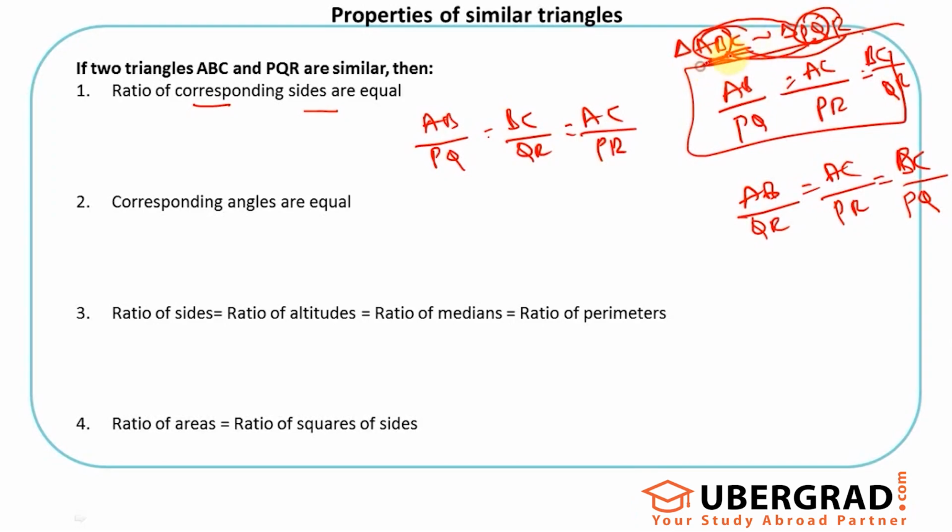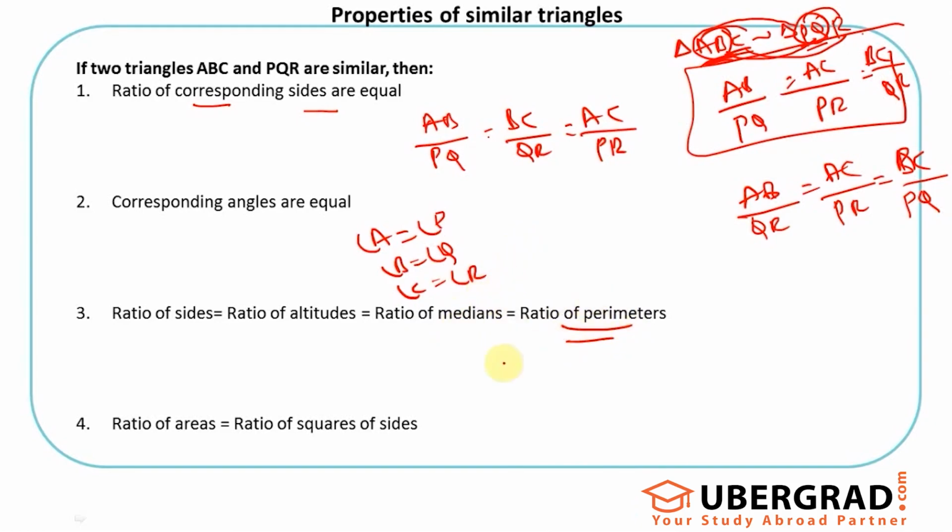The first two vertices, same PQ, that's how corresponding sides are picked and the corresponding angles are picked. So if two triangles are similar, then the sides are in the ratio and corresponding angles are equal. Angle B is equal to angle Q, angle C is equal to angle R, and the ratio of the sides equals the ratio of altitudes equals the ratio of medians equals the ratio of perimeters. This could be asked as a question as well.